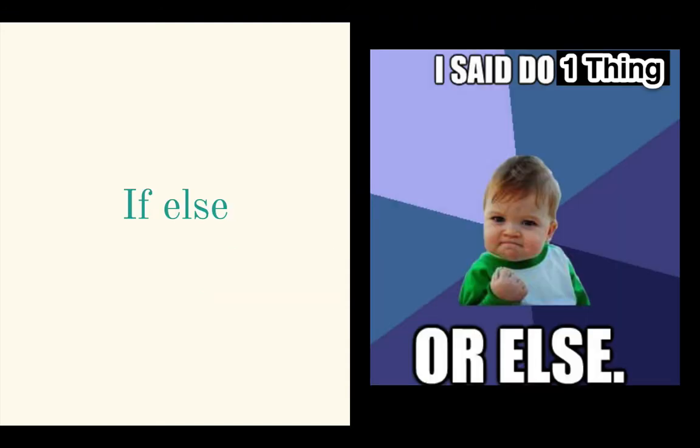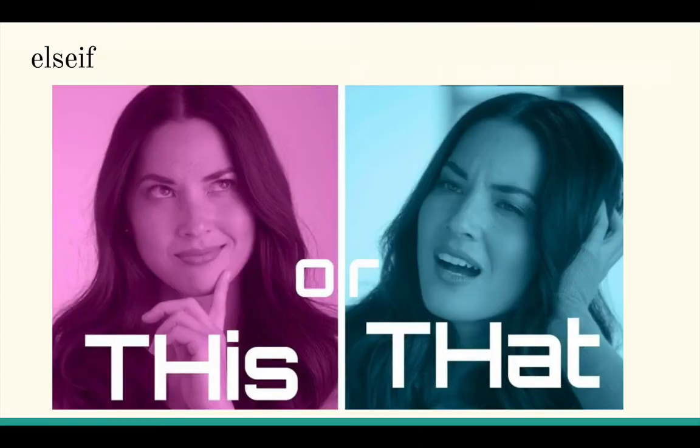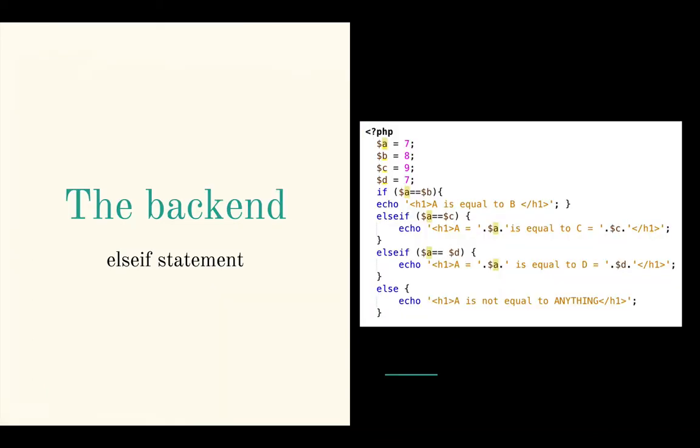So I like to remember it like this. If else, like I said, do one thing or else. So if else is one statement. And then else if is like, this or that, else if, else if, else if. So hopefully that'll help you to remember it too.